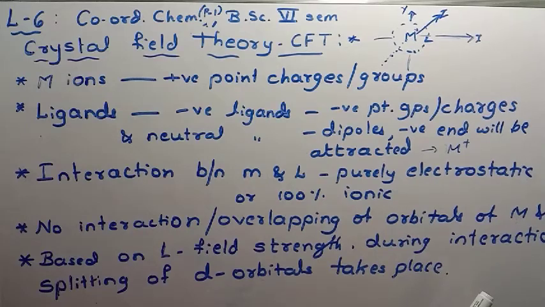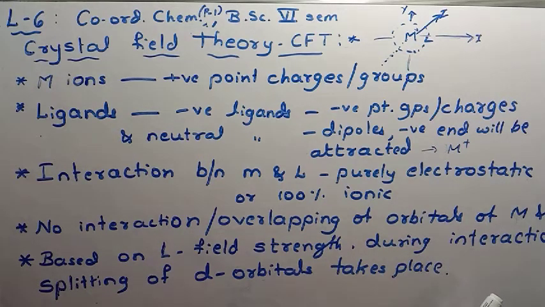Students, good morning. Today we'll continue the coordination chemistry part 2 under paper 1. In the last classes, we have studied the valence bond theory with respect to many coordination compounds, which explained the type of bonding, and also we have studied the drawbacks or limitations of valence bond theory.